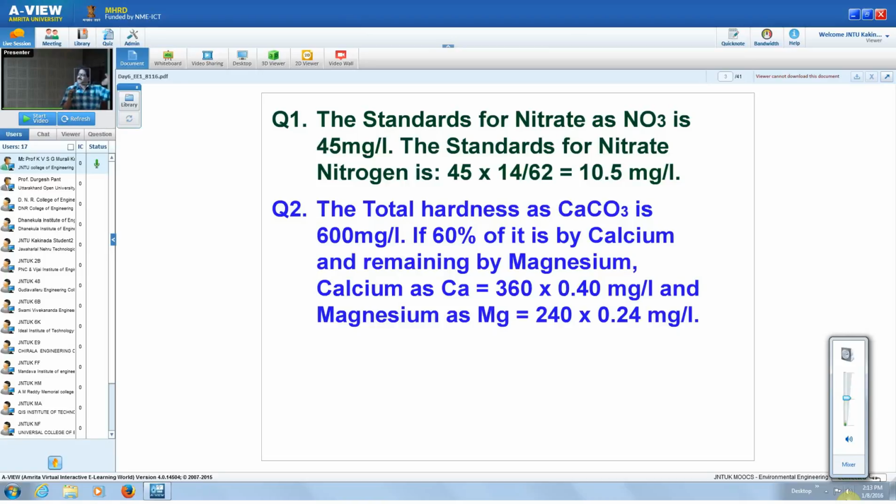Calcium also can be expressed as CaCO3. Calcium as Ca, if you want, then you have to multiply calcium as CaCO3 by 40 by 100, because 40 is the molecular weight of calcium and 100 is the molecular weight of CaCO3. Similarly, for magnesium, you have to do like this.